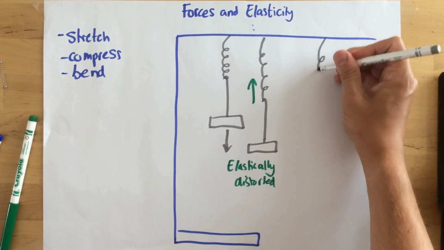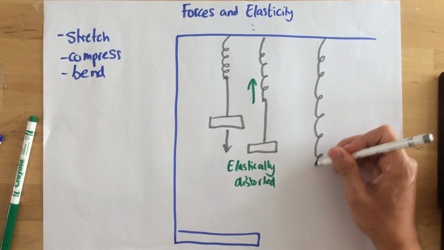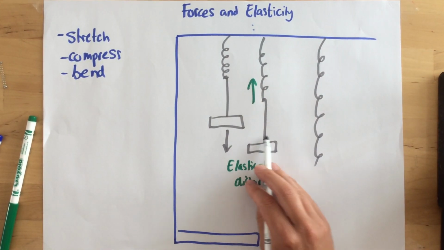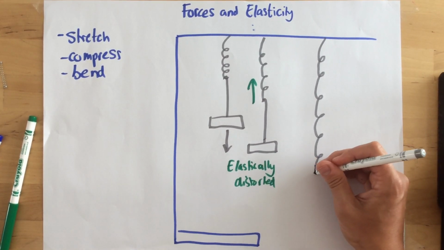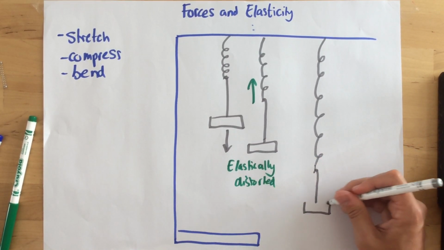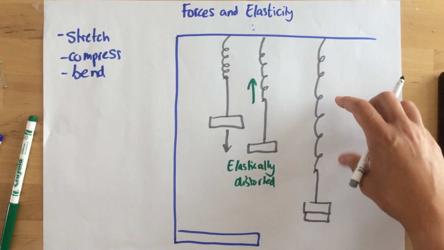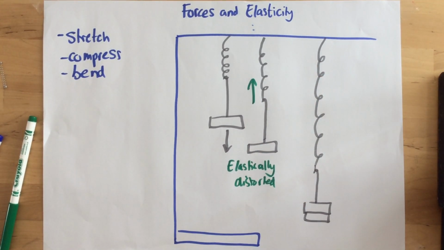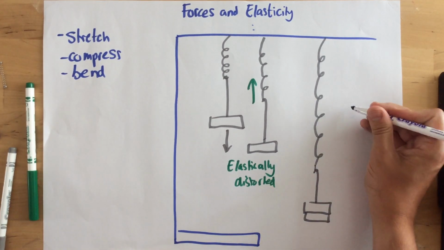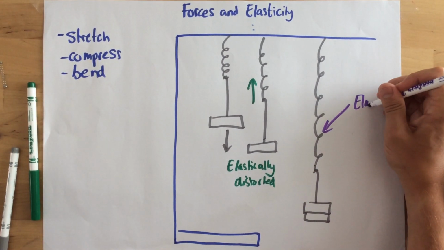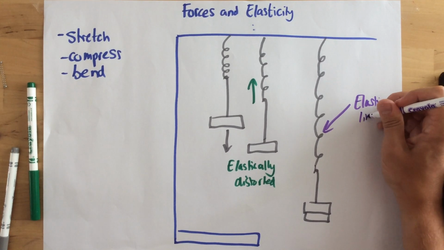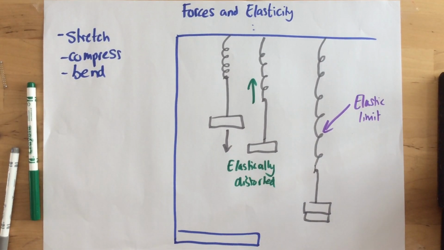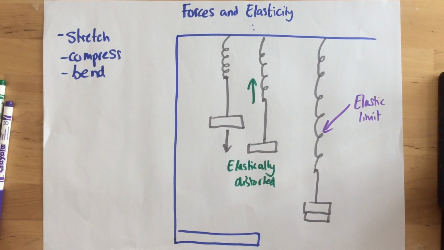However, if I add too much force, so let's say I add some more of these hanging masses here, so I've got a bigger load. This time I've got a bigger force, and we've had much greater extension. We get to a certain point which is referred to as the elastic limit. If we reach our elastic limit, our spring will not be able to return to its original shape.